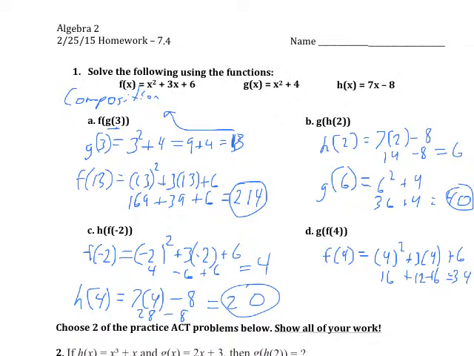Okay, now I need to g that number. So g of 34 is going to be 34 squared plus 4. That's a large number. 34 squared, calculator says, is 1156. And then I need to add 4 onto that, so it looks like we're at 1,160. Okay. Oh, sloppy, sorry. That's the end of those.